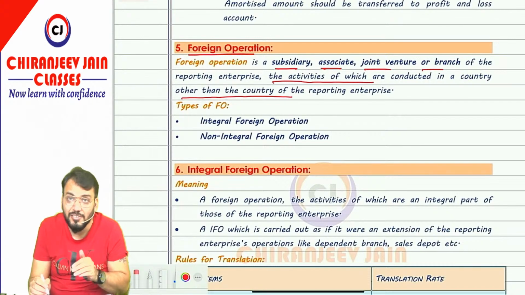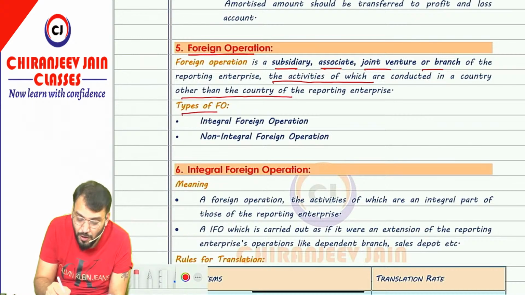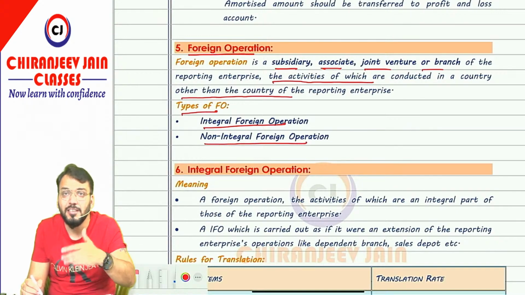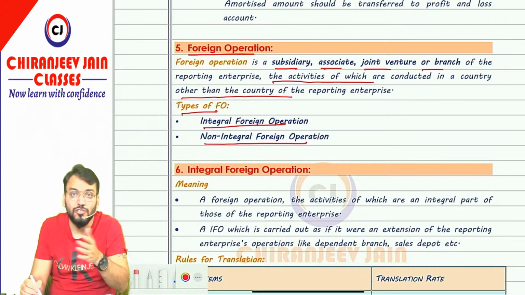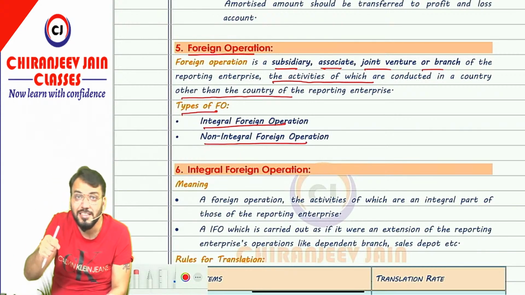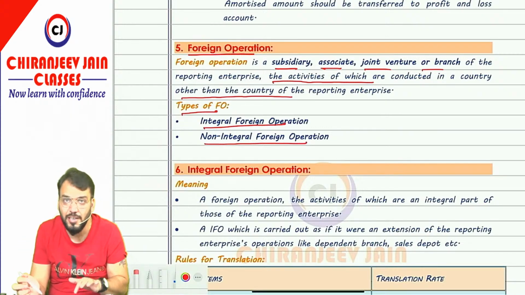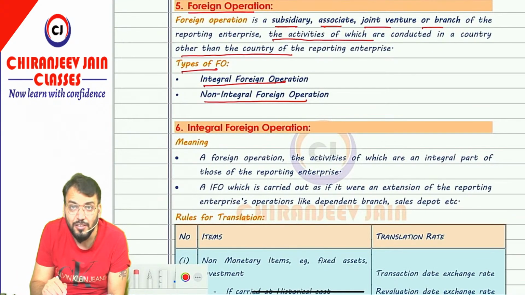Now for translation of the financial statements of a foreign operation, there are two types of foreign operation: integral foreign operation or non-integral foreign operation. When we have a foreign operation, we will prepare a trial balance in foreign currency. Now we require consolidation, because if the parent company has a foreign subsidiary, consolidation is required. So the financial statements of the foreign operation need to be translated into Indian currency. How to do that translation, we are discussing for consolidation purposes. For that purpose, all foreign operations are of two types: integral and non-integral.